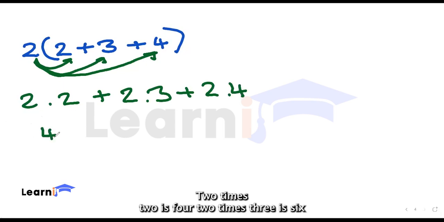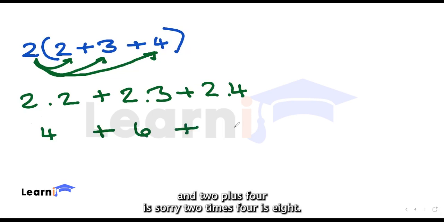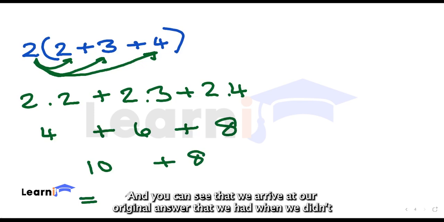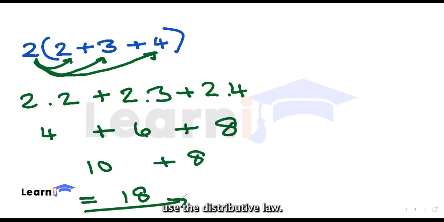2 times 2 is 4. 2 times 3 is 6. And 2 times 4 is 8. This is 2 times 3, yes. So now we can add up. 4 plus 6 is 10 plus 8. And you can see that we arrive at our original answer that we had when we didn't use the distributive law.